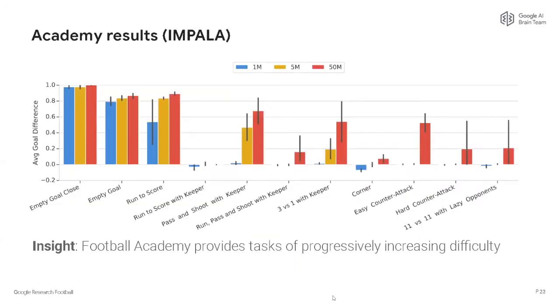Then we have results for our different scenarios as presented in the paper. So as you see, even with 1 million steps of the environment, empty goal close, the simplest scenario, can be solved practically in 100% score rate. Then empty goal, in this case, player starts in the middle of the field. A million steps gives you about 80% accuracy.